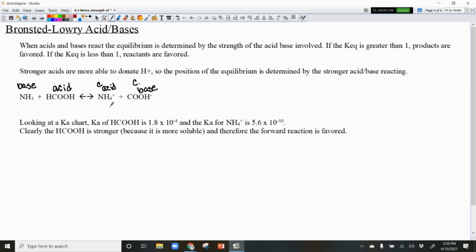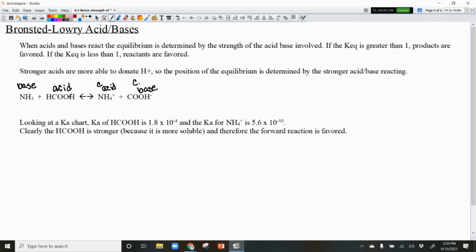Okay, so looking at the Ka chart, and I'm going to supply you with the Ka chart. Looking at the Ka of HCOOH, formic acid, it's 1.8 times 10 to the negative fourth. And then the Ka for the NH4+, the other acid, over on this side, it's 5.6 times 10 to the negative 10th. Okay, so this one is stronger than this one. See, negative 4, negative 10. So this one is stronger. So it's going to favor the forward reaction.